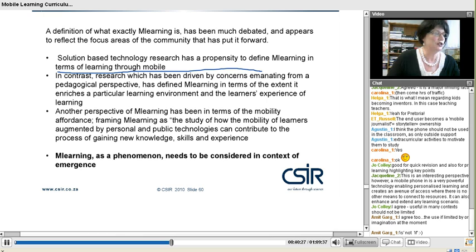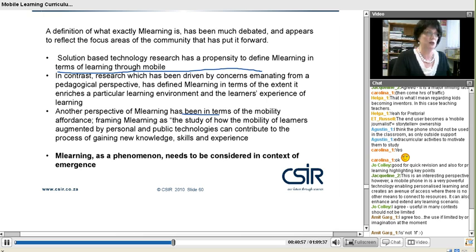In other words, solution-based technology will define mobile learning through the technology that they use. Research in mobile learning, which is concerned with learning, will more talk about the learning. A lovely definition coming from the UK is mobility. It's the mobility of the user or the mobility of whatever. But in Africa, that's all odd to us because we really don't run around Soweto with sensors.